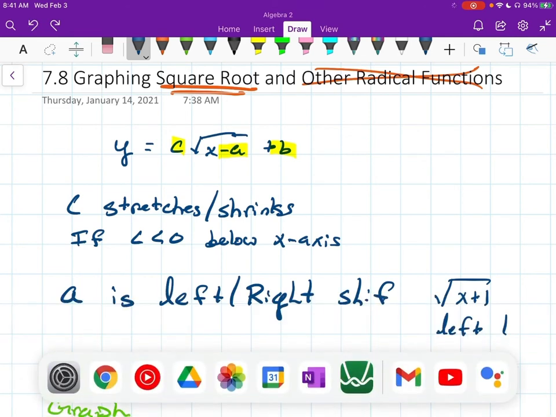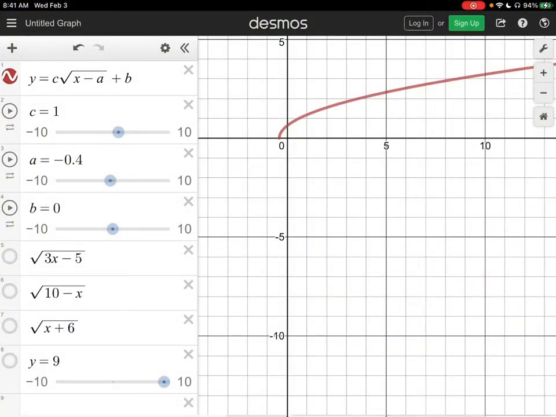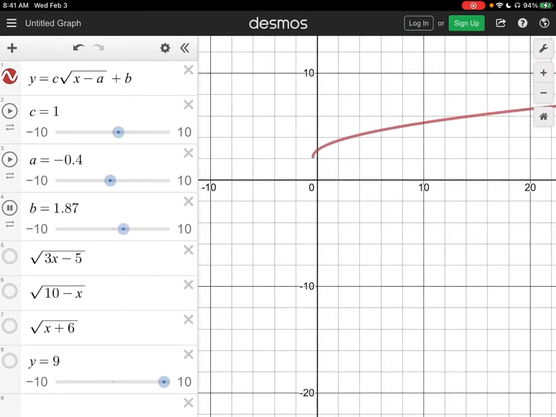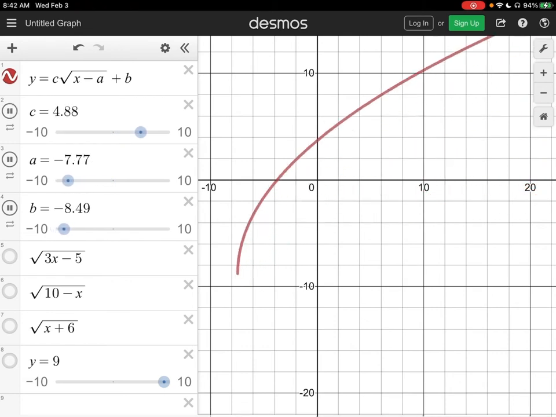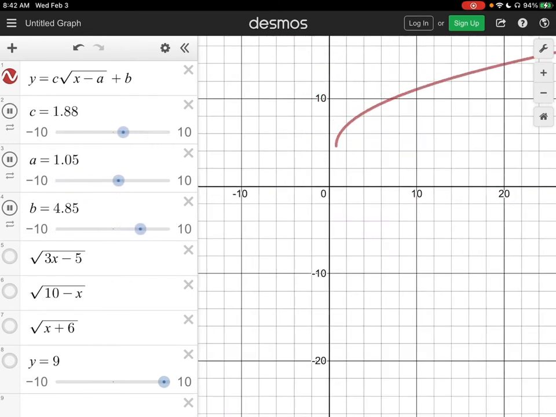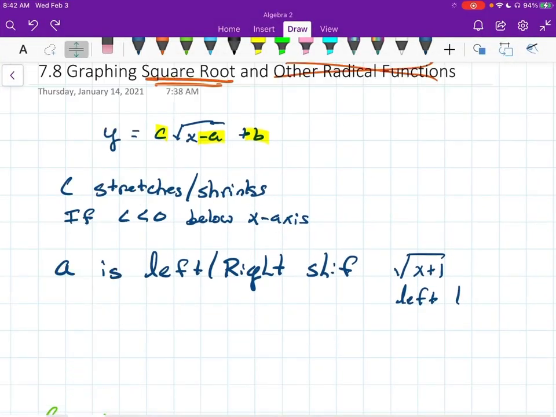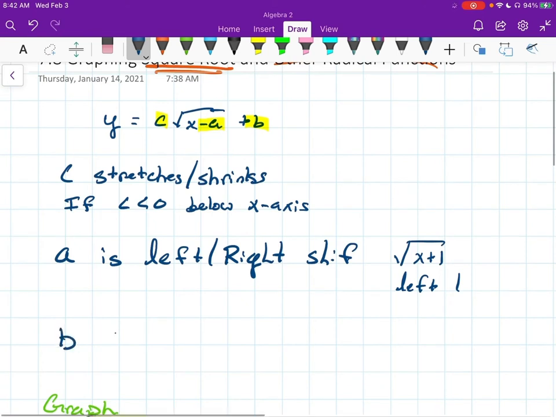All right, lastly, let's look at B, and I think you could probably guess what B is going to do. B is going to move it down and up, right? And just because I think it looks really cool whenever you press play on all these, isn't that neat? All right. So let's go back to the other page and we'll say B shifts it up or down. Okay.